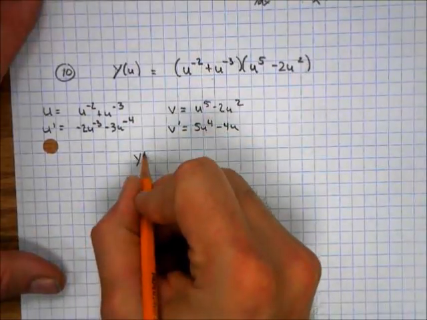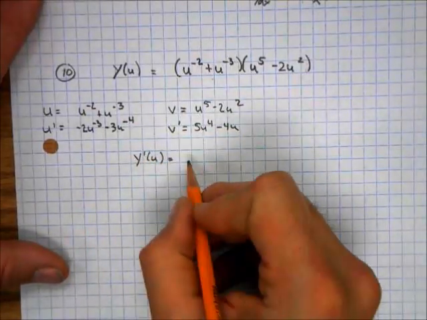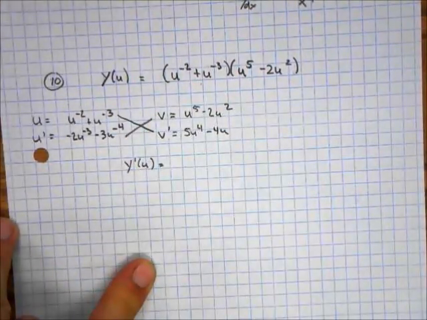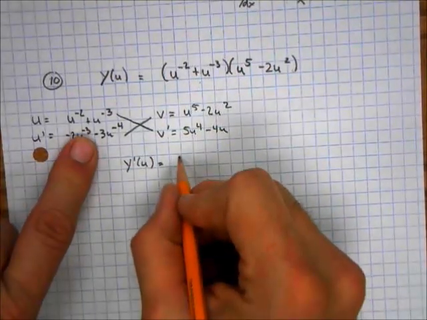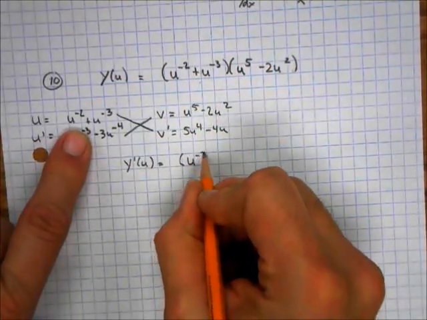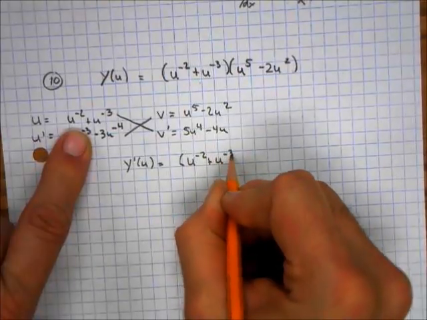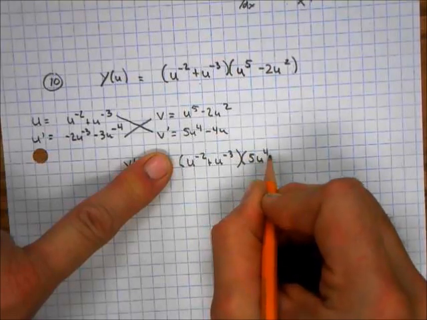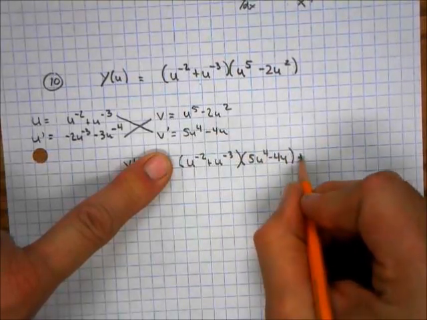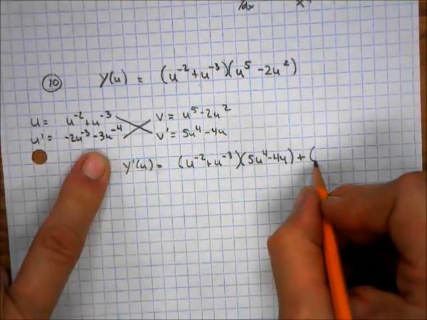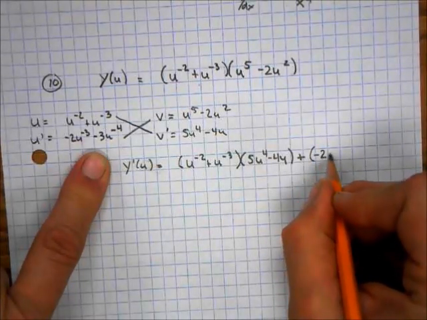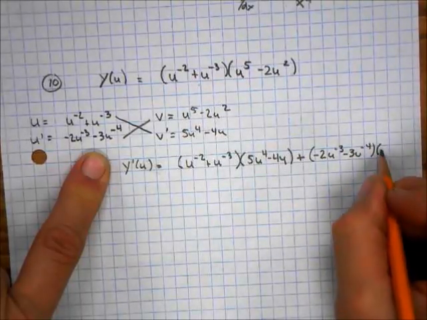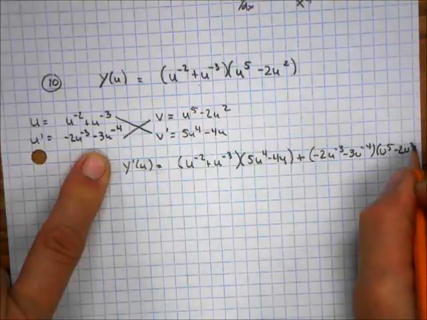So y prime of u, okay, we're going to put those two together and those two together, separated by an addition sign. So parenthesis, u to the negative 2 plus u to the negative 3, times 5u to the 4th minus 4u, plus negative 2u to the negative 3 minus 3u to the negative 4 times u to the 5th minus 2u squared.